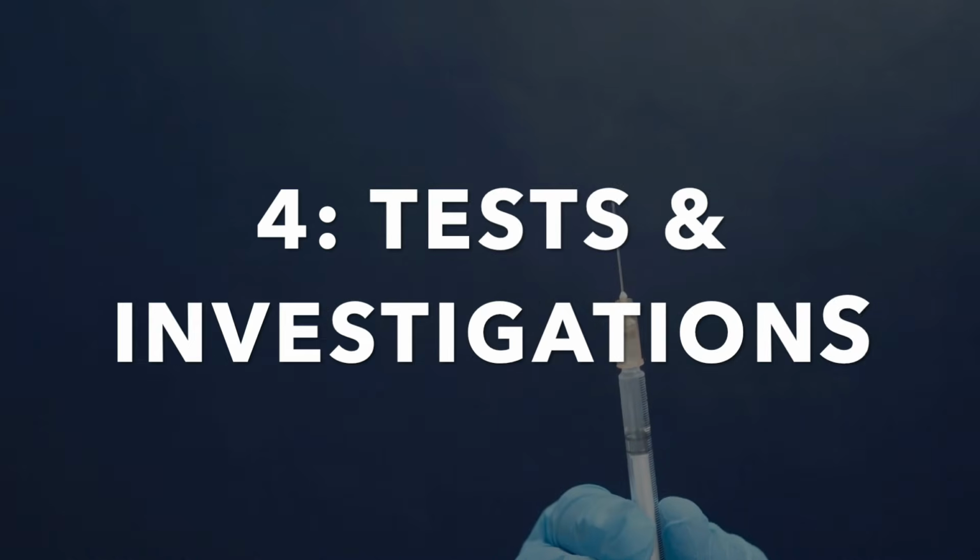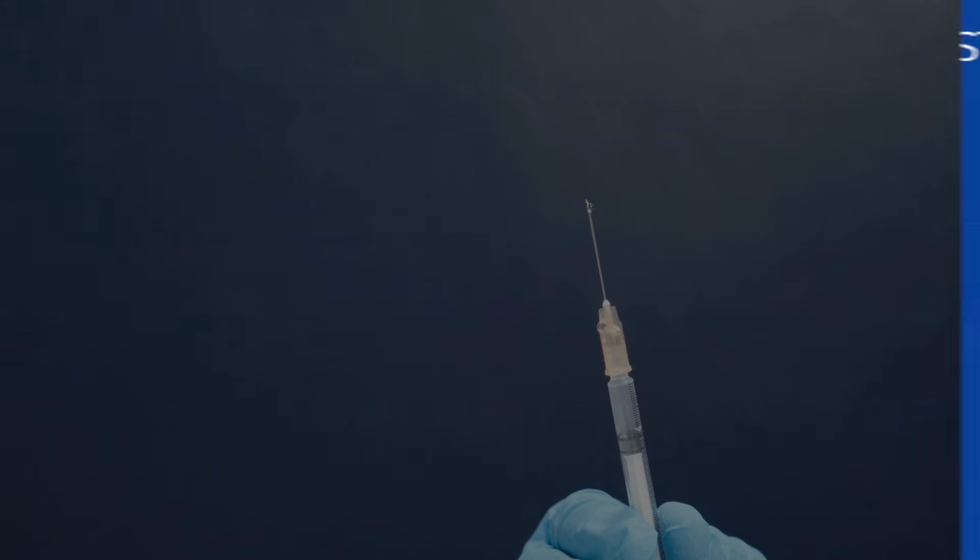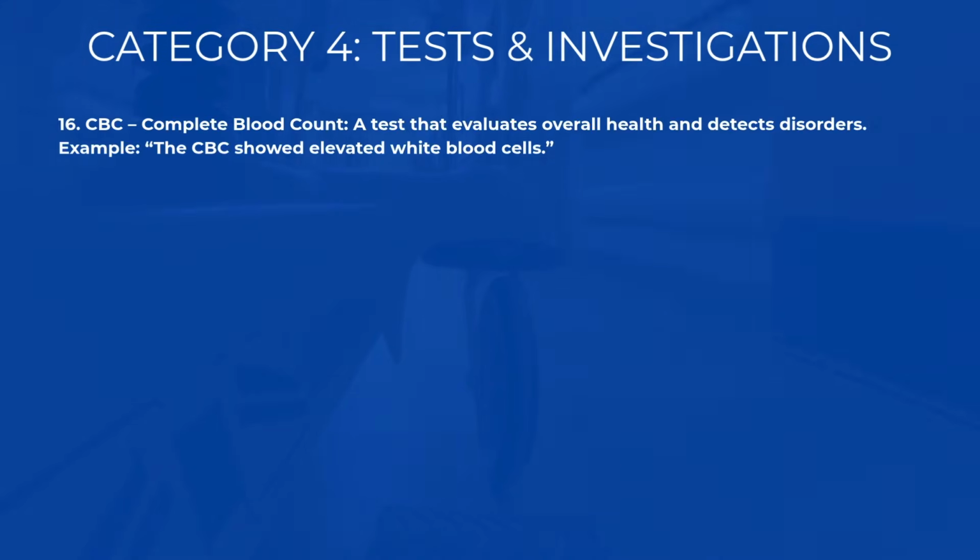Our fourth section covers abbreviations used for tests and investigations. And all the abbreviations in this category can be both spoken and written. First up, we have CBC. This relates to the complete blood count, a test that evaluates overall health and detects disorders. The CBC showed elevated white blood cells.